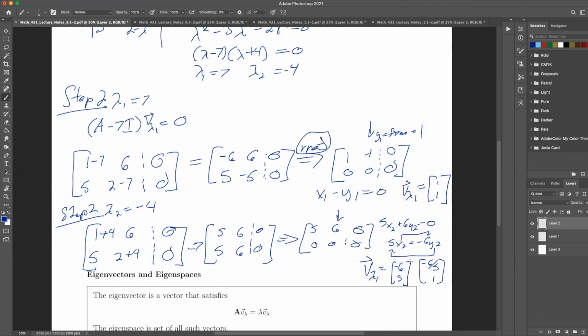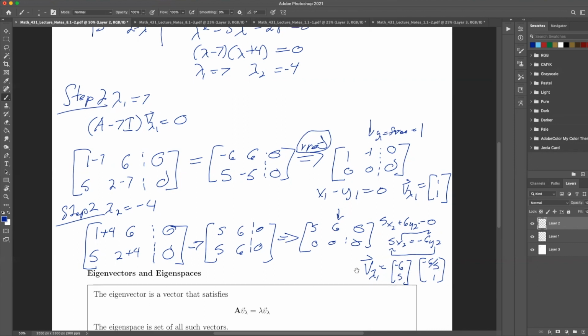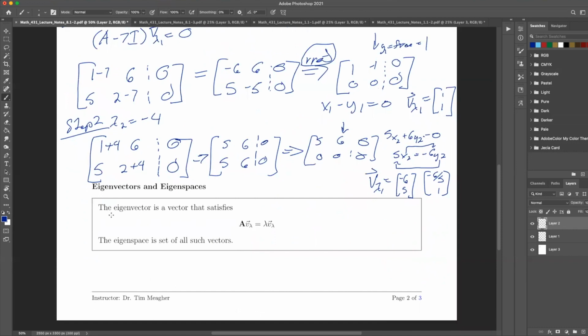If you used REF, this is the answer you pop out. If you just solved it by hand, this is the answer you popped out. Now the truth is that an eigenspace is all such vectors. And so we say the eigenspace for lambda 1 is equal to the span of this, right? So it's the span of all these vectors.